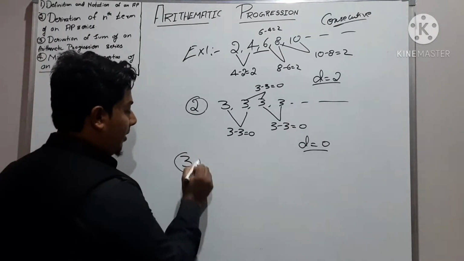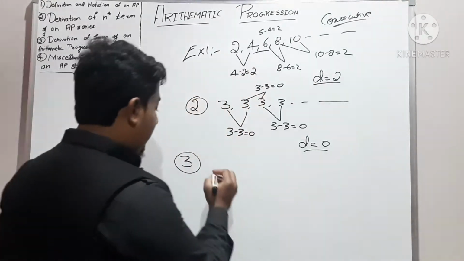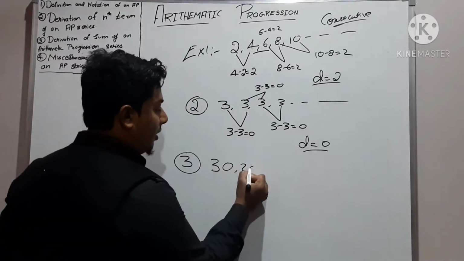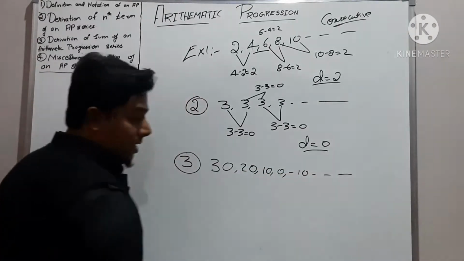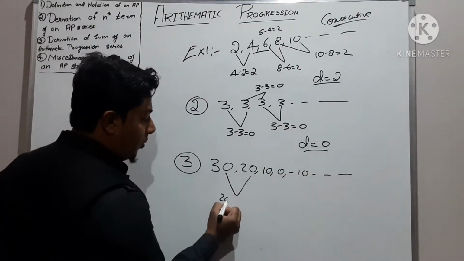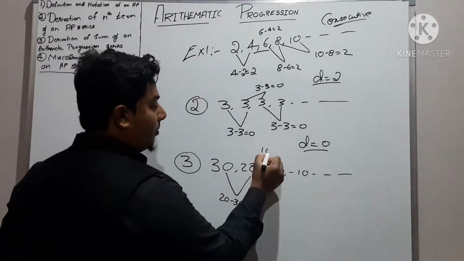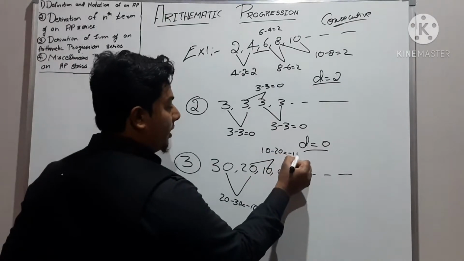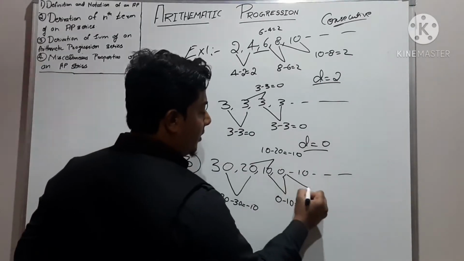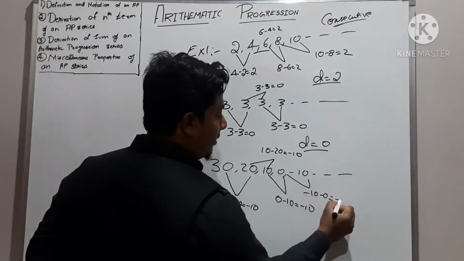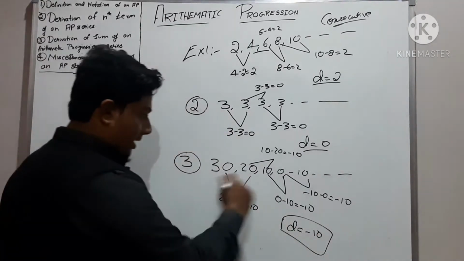Consider another example where the numbers are in descending order. Let us consider 30, 20, 10, 0, minus 10, etc. The difference 20 minus 30 is equal to minus 10. The difference 10 minus 20 is equal to minus 10. Every difference between consecutive numbers is minus 10. Therefore, the common difference is minus 10. This series is also an example of an arithmetic progression series.